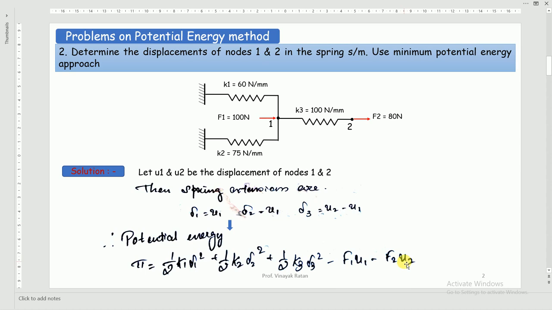Differentiate, that is minimize the given potential energy function, that is your next step, with respect to U1 and with respect to U2, that is dou pi upon dou U1 equal to 0 and dou pi upon dou U2 equal to 0. So simplify those two equations. Once you get those two equations, substitute the given values of K1, F1 and find out what U1 and U2 are. I'll just give you 2 minutes. Let me know.